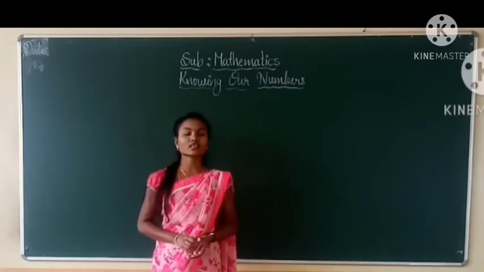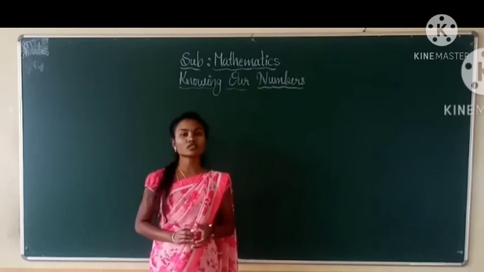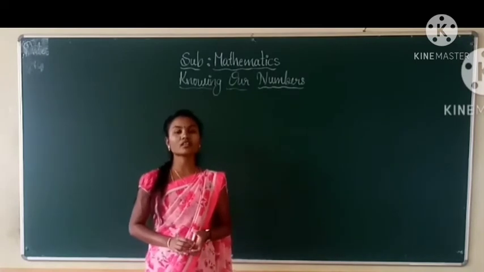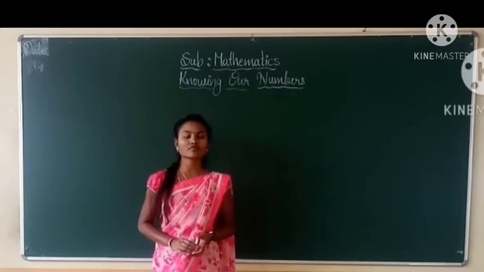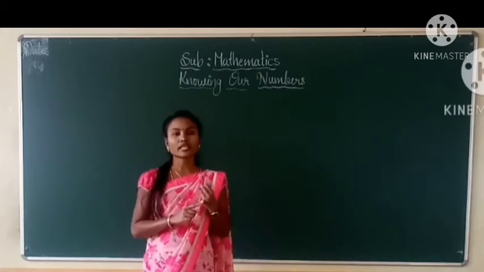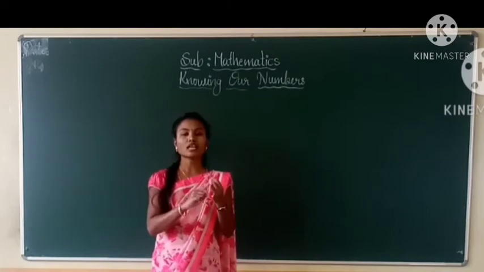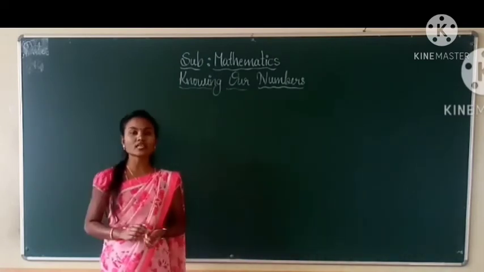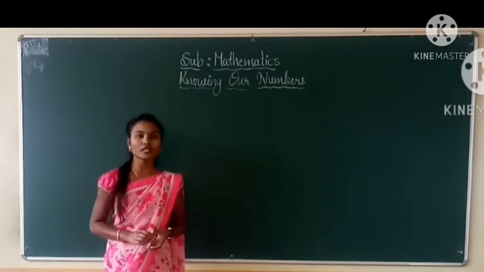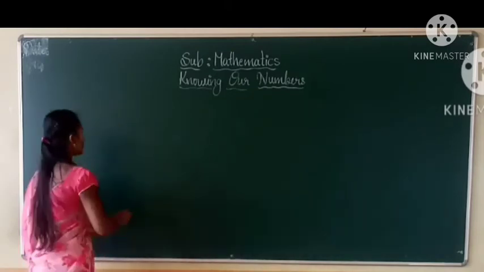So in the last class we have learned about large numbers. In large numbers we have studied about 10,000 numbers, lakhs numbers and crores numbers. In today's class let us learn about the topic use of commas.